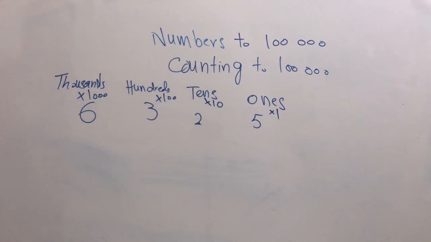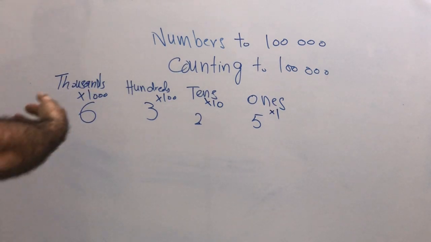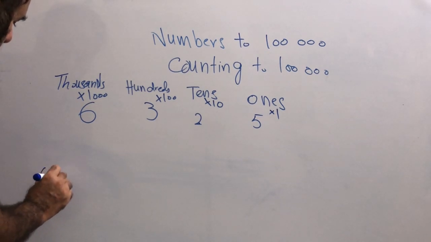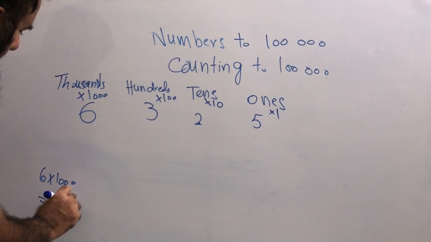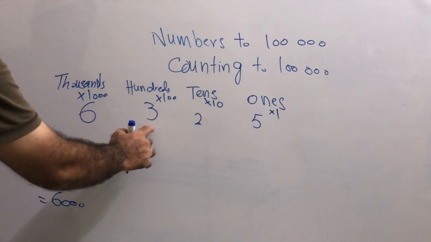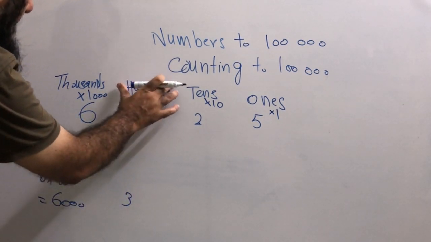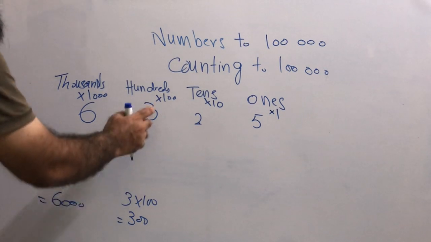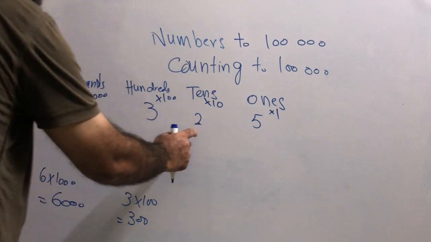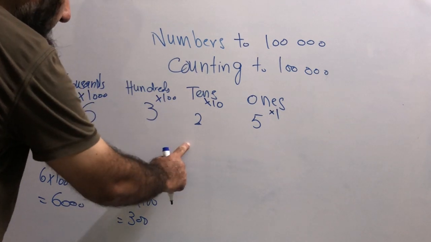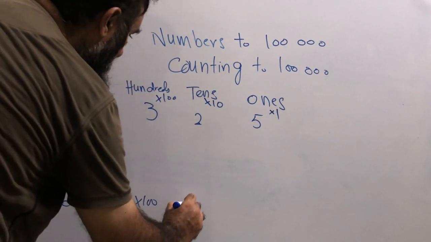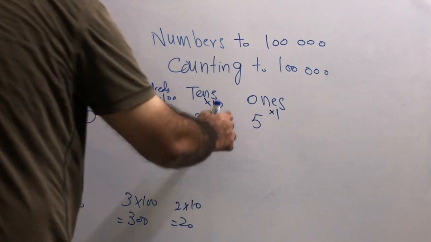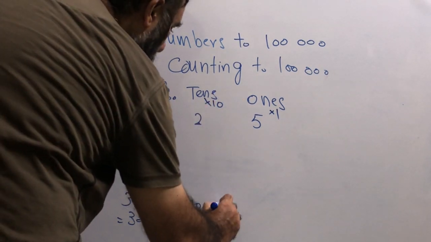Now we will find the values of all the numbers. What is the value of 6? It comes under 1000, so I straight away multiply it with 1000. Its value is 6000. The value of 3: it comes under 100, so I multiply it with 100. Its value is 300. Now 2: it falls under tens, so I multiply it with 10, becomes 20. The value of 2 is 20. Here I have 5. It comes under ones, so I straight away multiply it with 1.